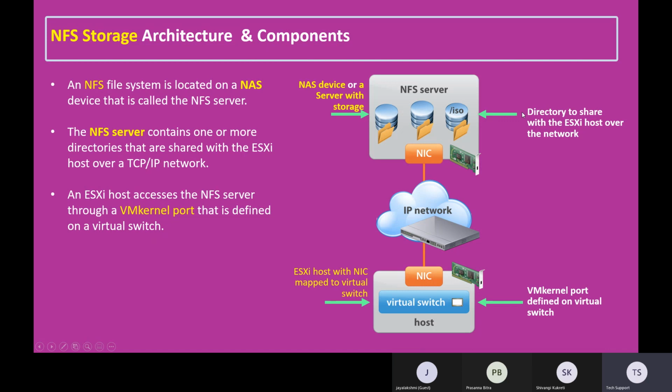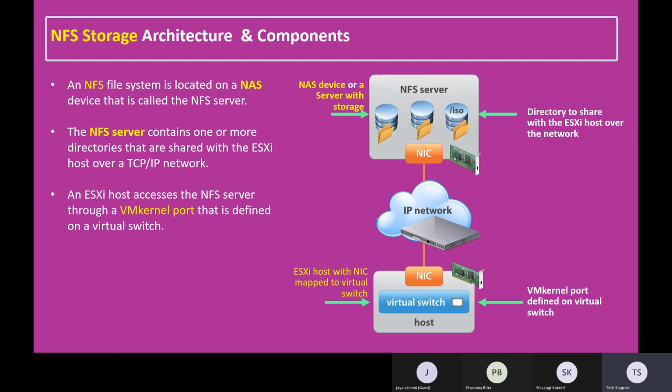The NFS server also points to a directory to share with the ESXi host over the network. So the ESXi host accesses this NFS shared folder over the network. In order to access this shared folder from ESXi, our main media are two network cards, the switch, and a NAS device or a server with storage. You can configure NFS on any physical box, or even on any server, and make it an NFS server.